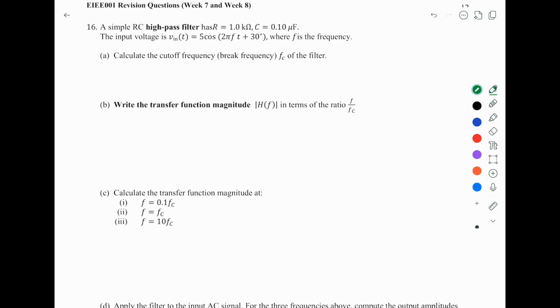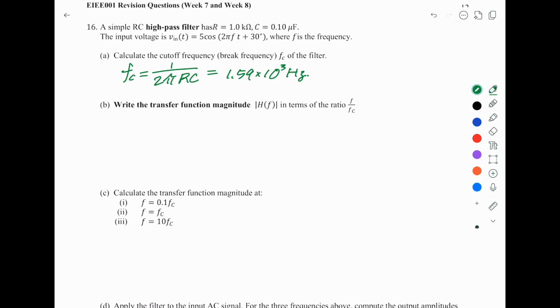For the RC high-pass filter, if R is 1 kilohm and C is 0.1 microfarad, we can first calculate the cutoff frequency. So fc, the definition is 1 over 2 pi RC. And if you plug this in, you will find this is exactly the same frequency as number 15.